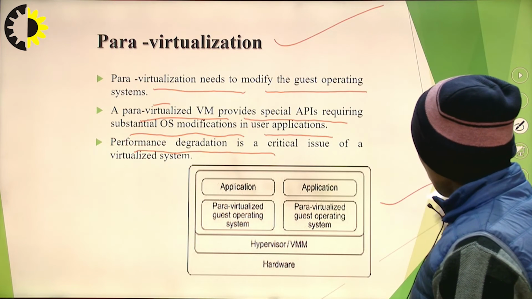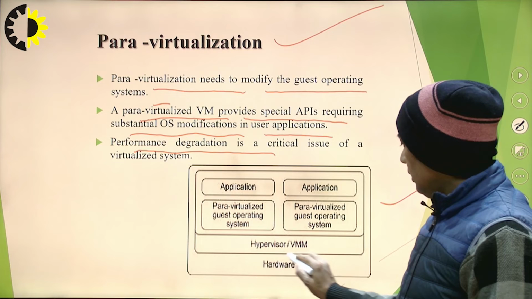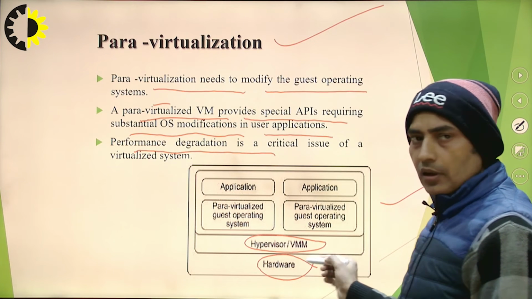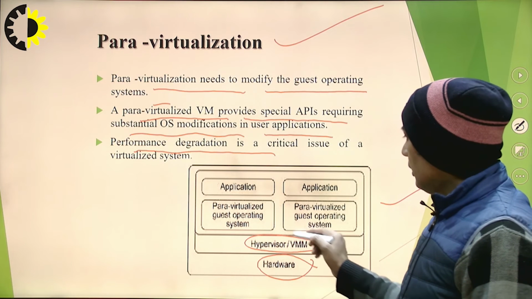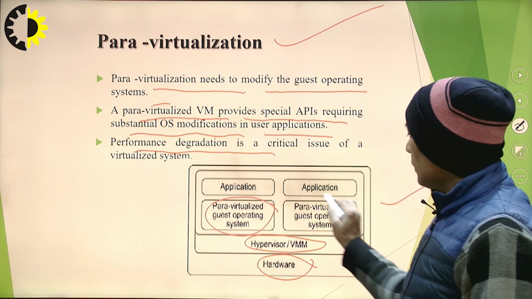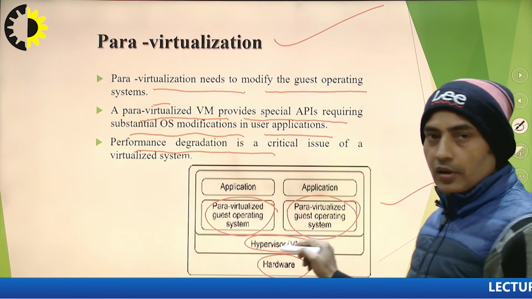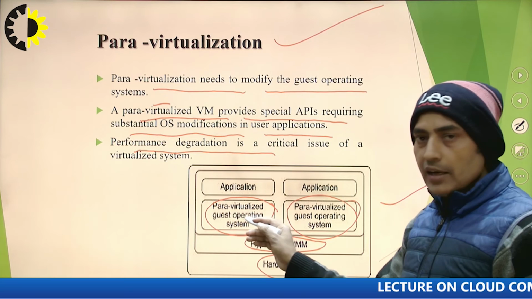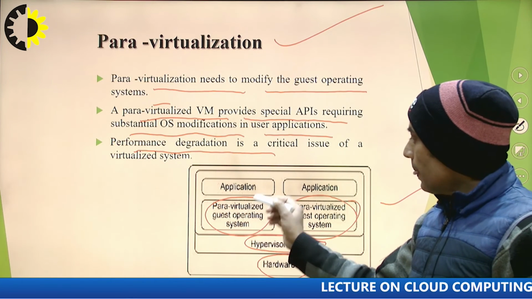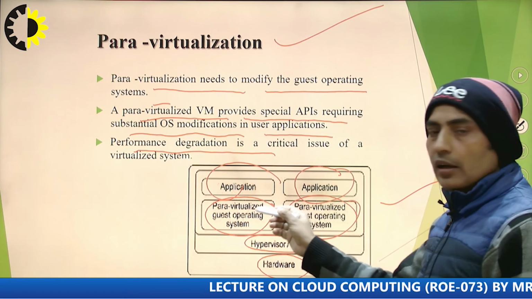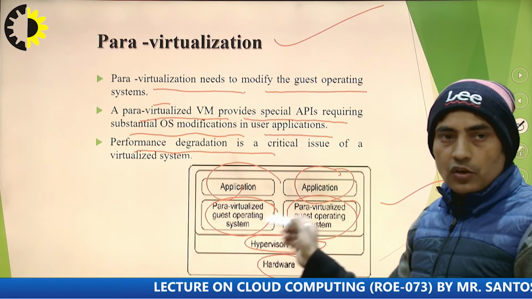A block diagram is shown here. You can see hardware is there, then hypervisor or VMM, the virtualization layer. Then this is the para-virtualized guest operating system. That means the guest operating system as it is not used; there is some slight modification. Then different applications can run on individual guest operating systems.